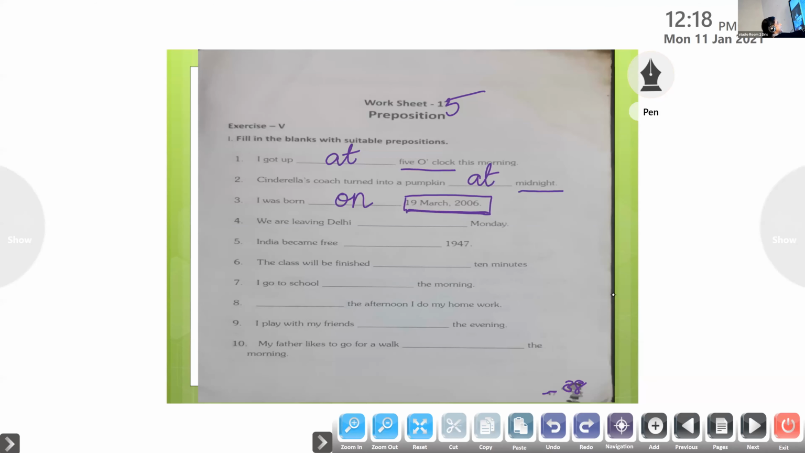Okay, so it is a date. So we have to use the preposition on. Is that clear to all of you? Okay, yes. Now, Amaya, come on, Amaya. Do the next one.